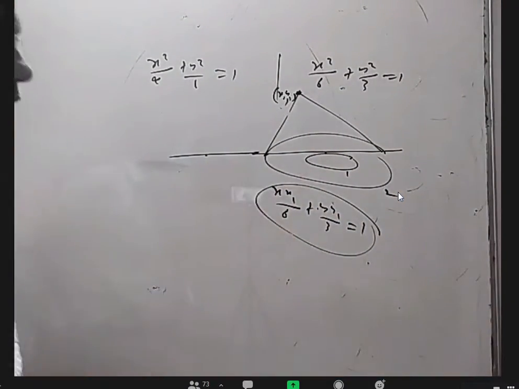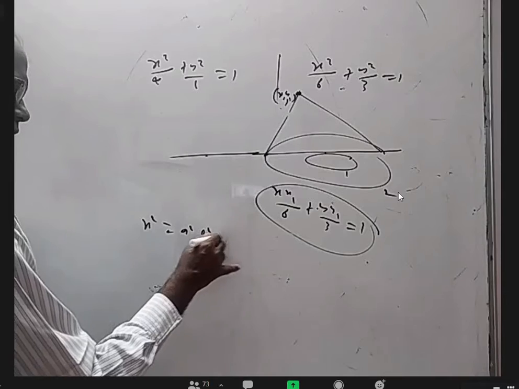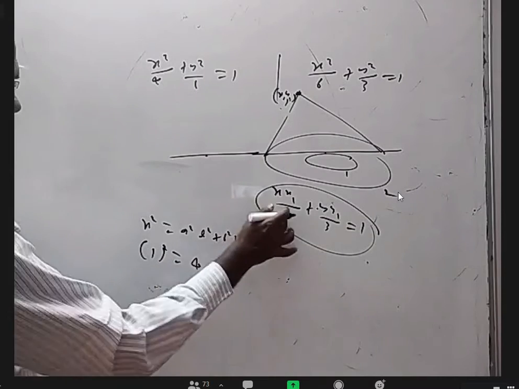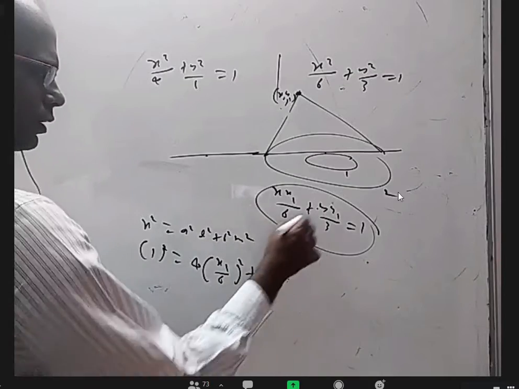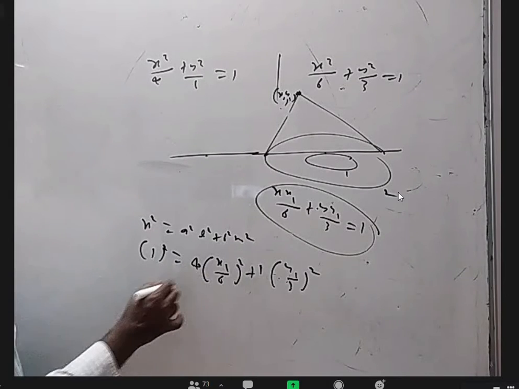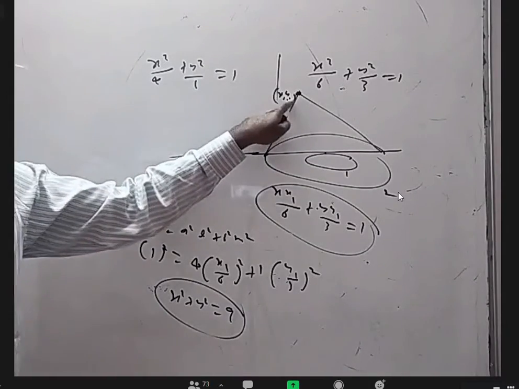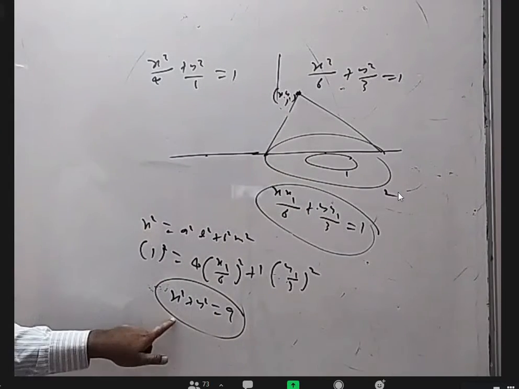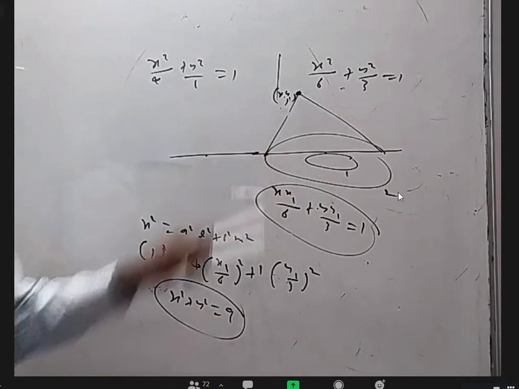For a line to be tangent to an ellipse, n square equal to a square l square plus b square m square is the condition. n is 1 whole square, a square is 4, l is the x coefficient which is x1 by 6 whole square, b square is 1 and m is y1 by 3 whole square. You can see this 4 and 4 will cancel, you will get x square plus y square equal to 9. So the point from which, when you draw two tangents to this, the chord of contact touches this, the locus of that point is this circle. And that happened to be the director circle of this ellipse. That's why this angle is 90.